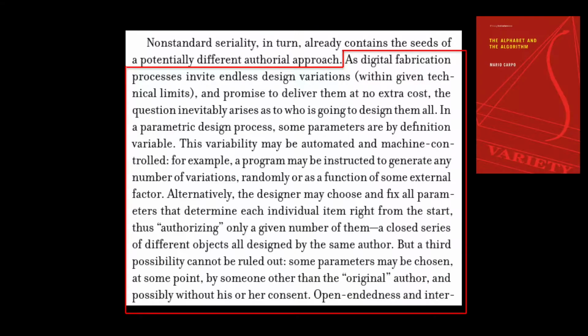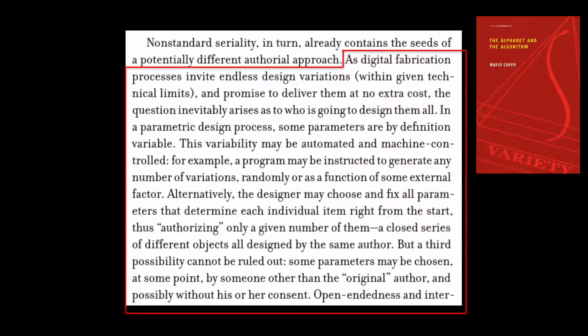Mario Carpo, in his two books, the first one, The Alphabet and the Algorithm, I think has really clearly indicated what is happening to authorship today. Let me read. As digital fabrication processes invite endless design variations and promise to deliver them at no extra cost, the question inevitably arises as to who is going to design them all.